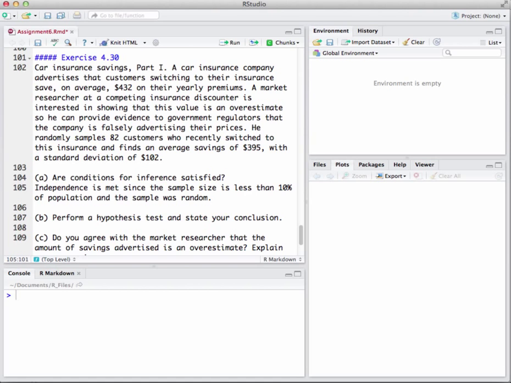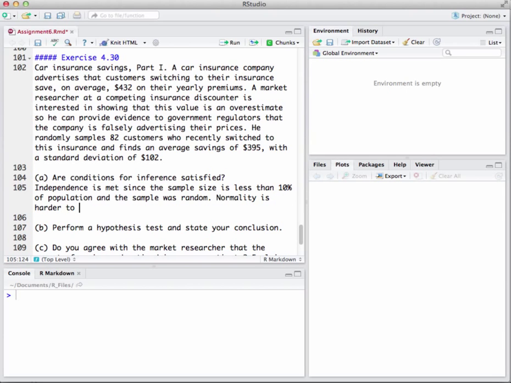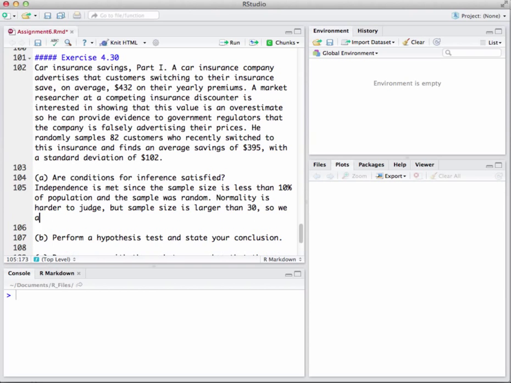All right, now the normality condition. Modality is harder to judge. In other words, is it roughly symmetric? Is it bell-shaped? But the sample size is large. It is much larger than 30. So we are safe here. All right, so we're looking pretty good.